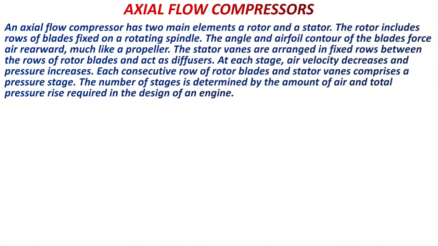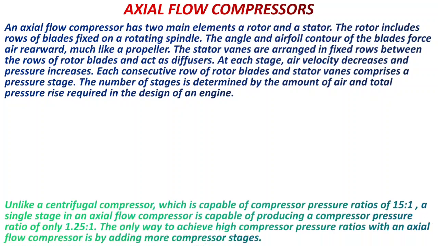At each stage, air velocity decreases and pressure increases. The number of stages is determined by the amount of air and total pressure rise required in the design of an engine. So, the main elements of an axial flow compressor are a rotor and a stator. The rotor increases the pressure of the incoming air and forces it rearward with a high velocity, much like a propeller. The stator vane acts as a diffuser. It increases the pressure of the air but reduces its velocity.